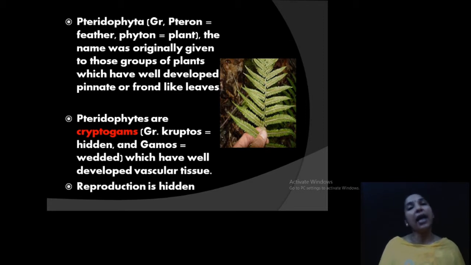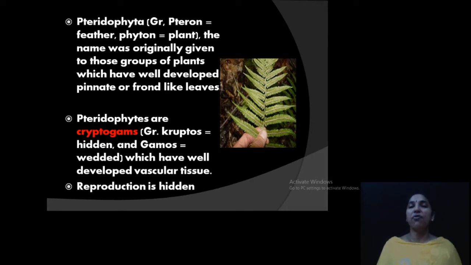And pteridophytes, I already told you, they are cryptogams, meaning what? Crypto means hidden and gamos means wedded. It means they have hidden reproductive systems. You cannot see how they are reproducing. The seeds are not coming outside, fruits are not seen. Such a group of plants are known as cryptogams. So, the reproduction is hidden.